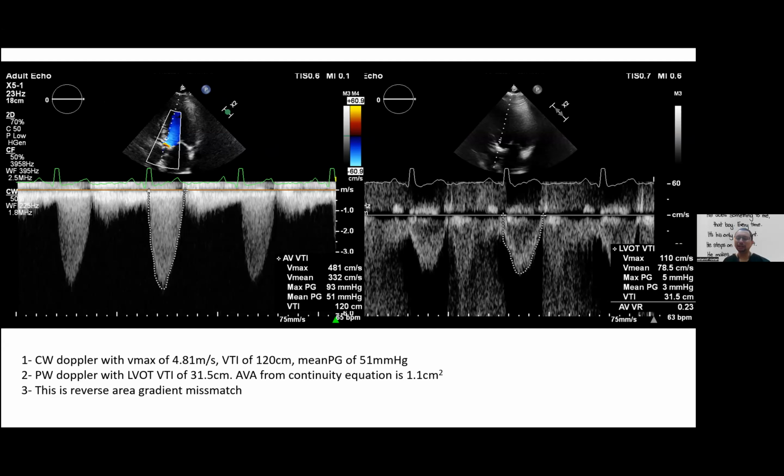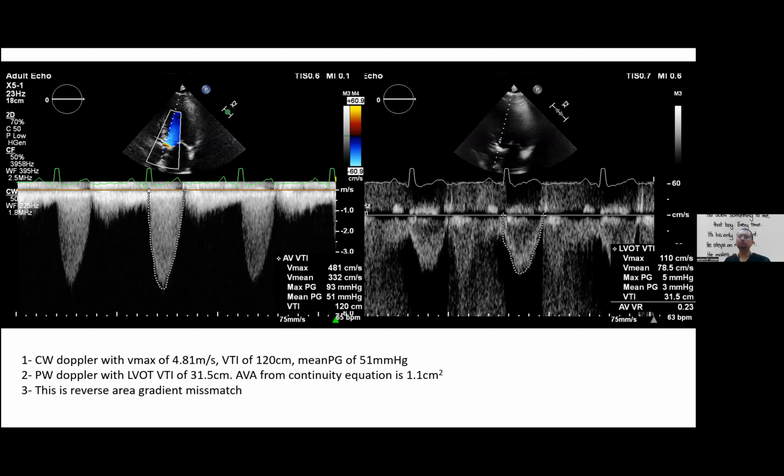We have the same situation as we saw in the previous case, where we have a reverse area gradient mismatch, in which the mean gradient is more than 40, even though the aortic valve area is more than 1. Why is this so in this case? In this case, we have a ready explanation because the patient has concomitant severe aortic regurgitation. Therefore, the patient has high flow across the aortic valve and reverse area gradient mismatch.